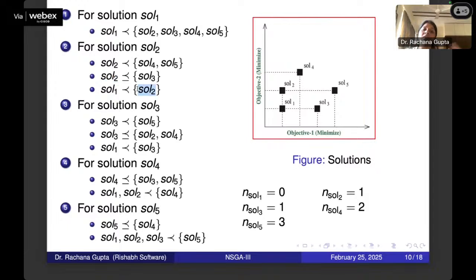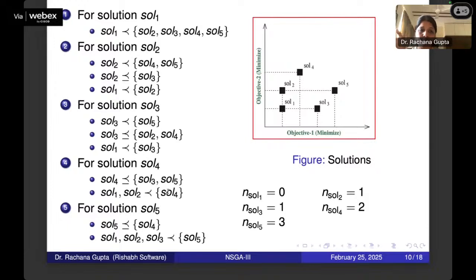How many solutions dominate solution 1? Here, only solution 1 dominates solution 2, so the domination count will be 1. How many solutions dominate solution 3? Only one solution dominates 3, like solution 1 only dominates solution 3. So that's the reason why this is 1.